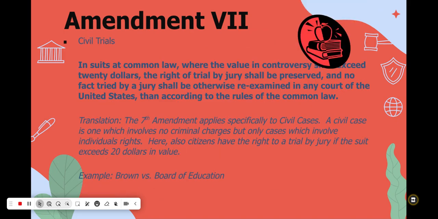Amendment 7 is also kind of an outdated little thing here, but this is about civil cases, right? So essentially, a civil case can have a jury trial. It's allowed to have a jury trial for a case more than $20, and basically also involving individual rights. So Brown v. Board of Education, which led to desegregation of schools, was around the 7th Amendment, that you could have a civil trial and be tried by a jury federally.